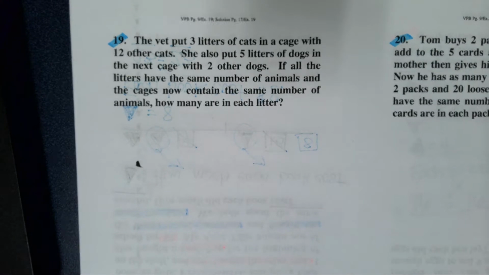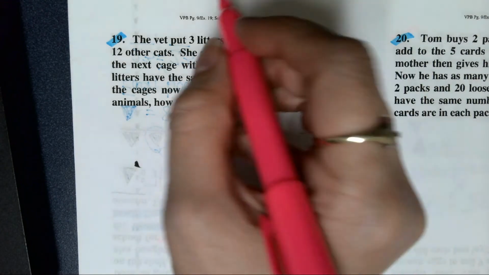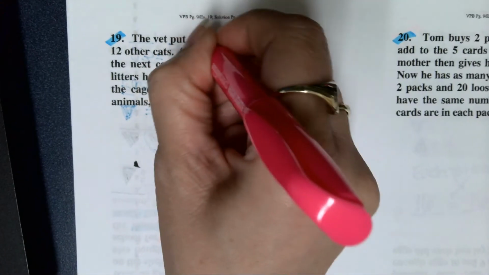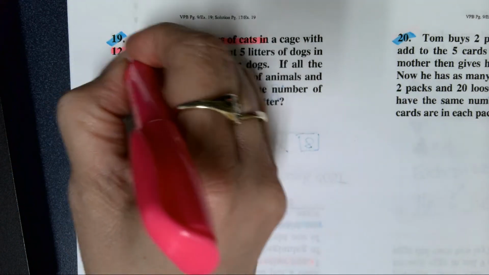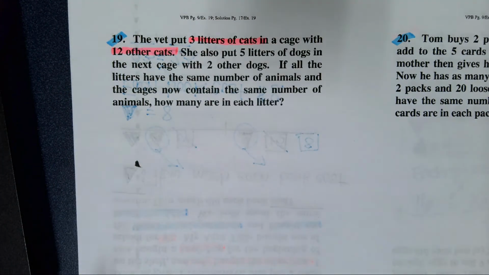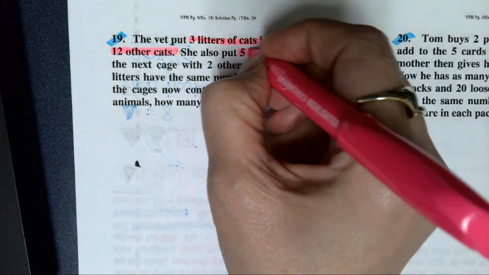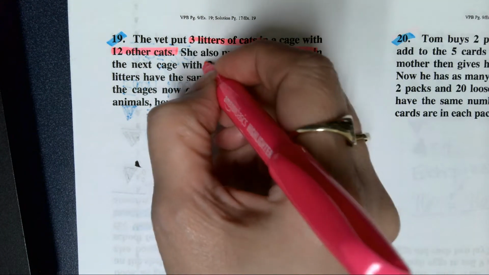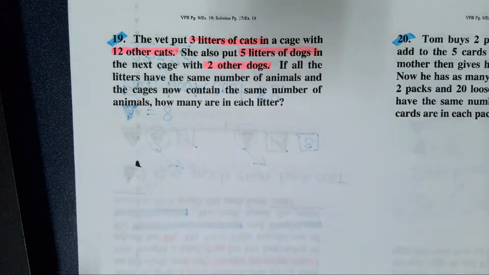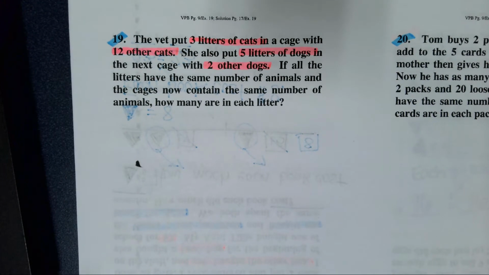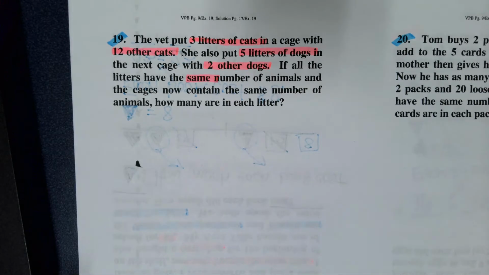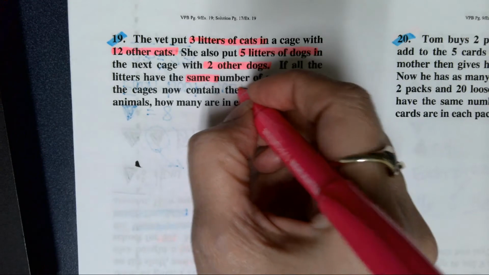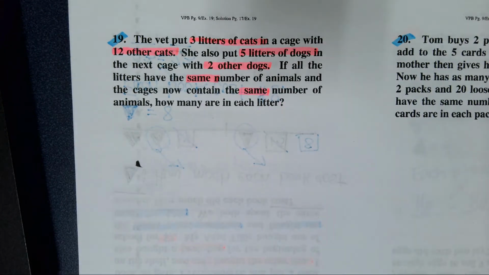So let's first highlight. The vet put 3 litters of cats, that sounds important, 3 litters of cats in a cage with 12 other cats. She also put 5 litters of dogs in the next cage with 2 other dogs. If all the litters have the same number of animals, I know same's important, and the cages now contain the same number of animals, how many are in each litter?